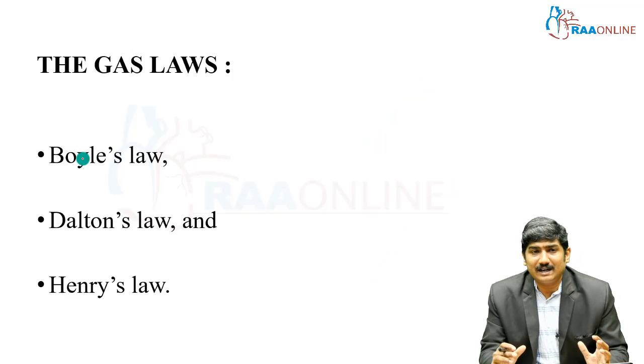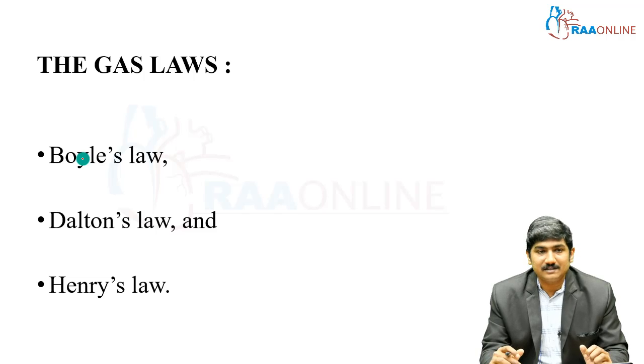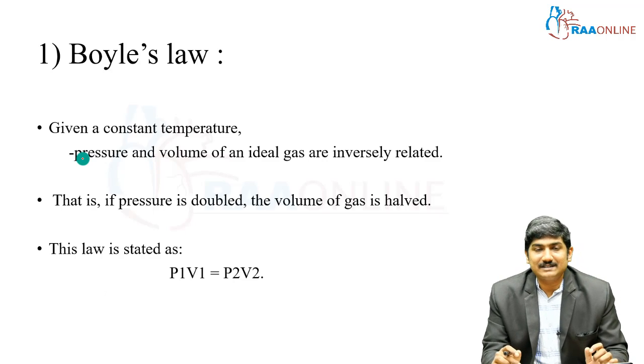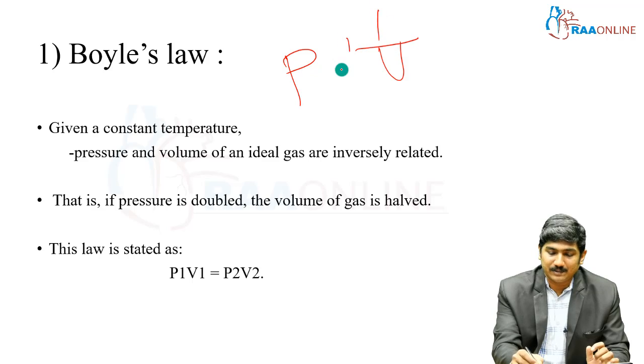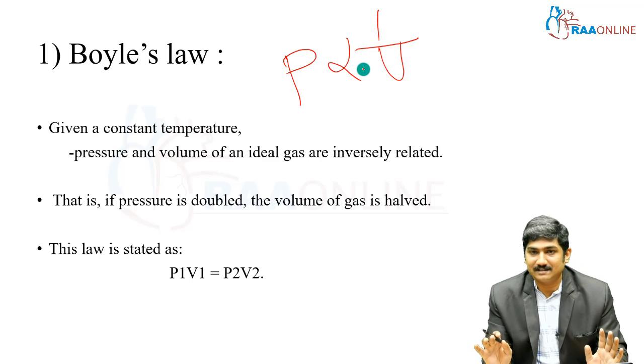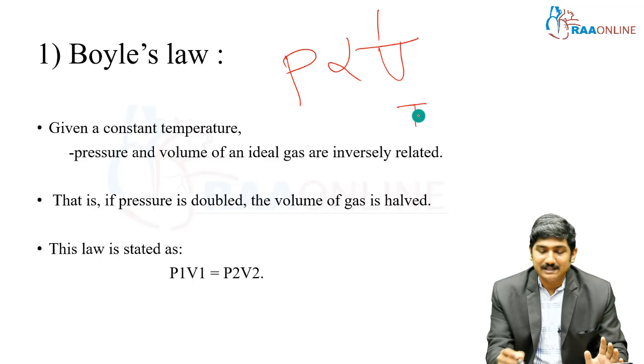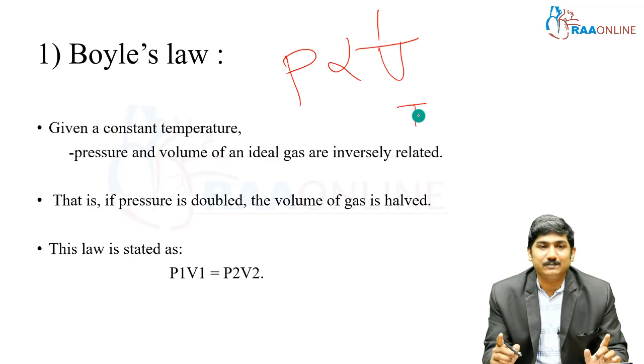Before understanding what actually happens to the patient, you need to know 3 laws: Boyle's law, Dalton's law, and Henry's law. What does Boyle's law state? It says that pressure and volume are inversely proportional at a constant temperature. Meaning, if the pressure doubles, the volume will be halved, or if the volume doubles, the pressure will be halved. This is called Boyle's law.